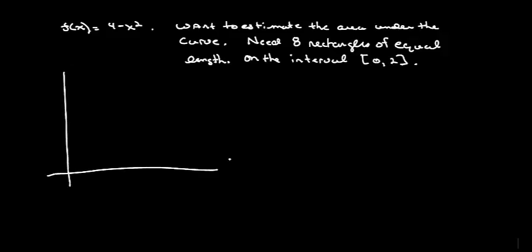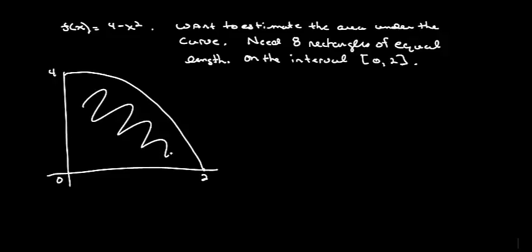So here's our 4 minus x squared. Again, we're at a height of 4. We're over here from 0 to 2. And we want this area in between. So how we're going to get that is we're going to start placing some rectangles underneath there. But we need 8 of them.